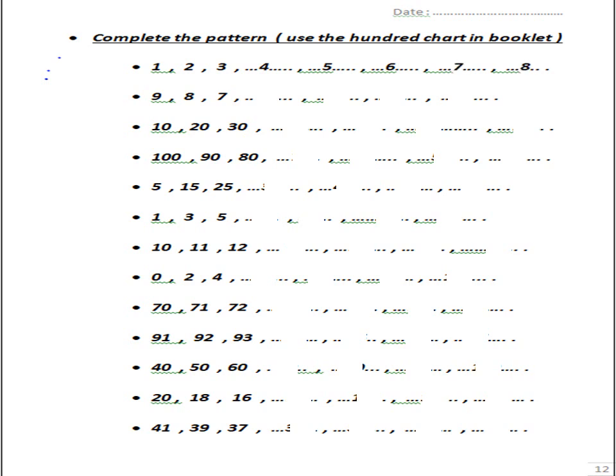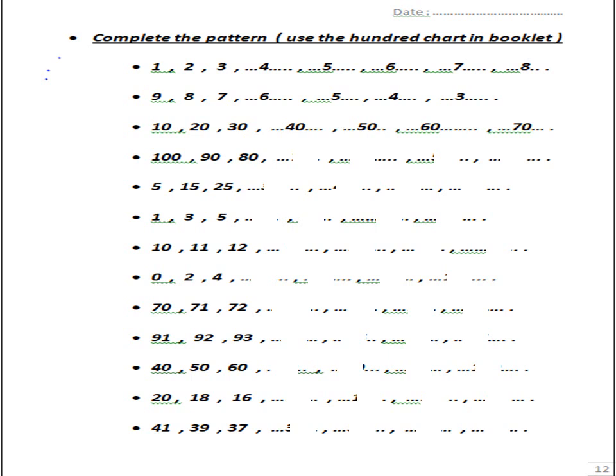The second question here, 9 becomes 8 and 8 becomes 7. So we decrease by 1. So 7 becomes 6 and 6 becomes 5 and 5 becomes 4 and 4 becomes 3. The third question here, 10 becomes 20 and 20 becomes 30. So we increase by 10. So 30 becomes 40 and 40 becomes 50 and 50 becomes 60 and 60 becomes 70.